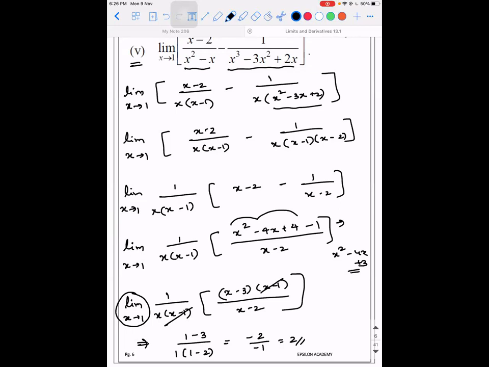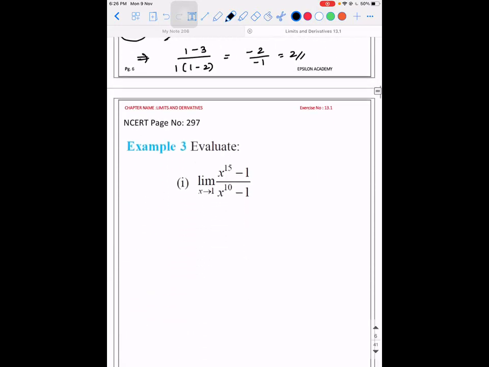Okay, so moving on to the next problem. Evaluate the limit as x tends to 1 of (x^15 - 1) divided by (x^10 - 1). When you substitute the limit, what will you get? (1 - 1) by (1 - 1), it is 0 by 0 form. So we have to simplify and then proceed.